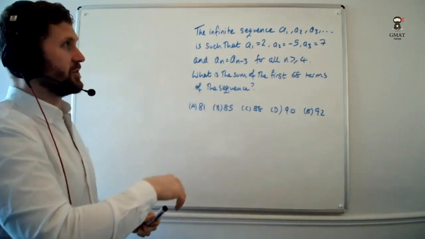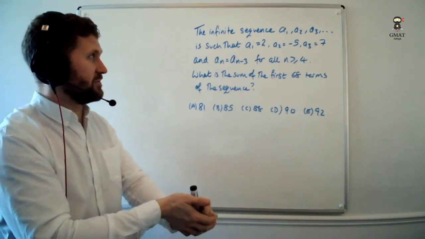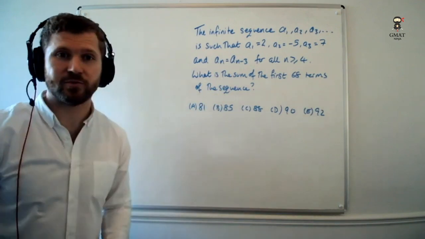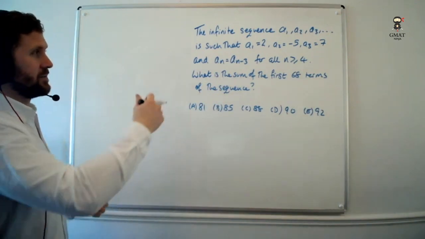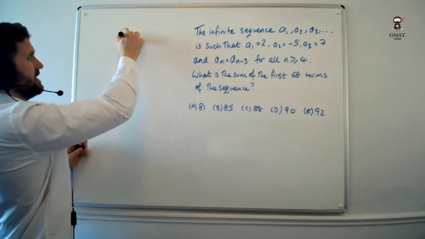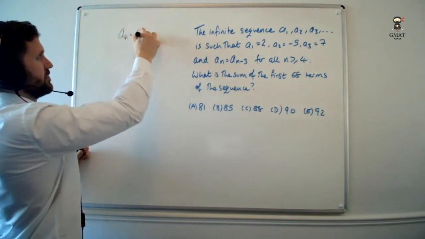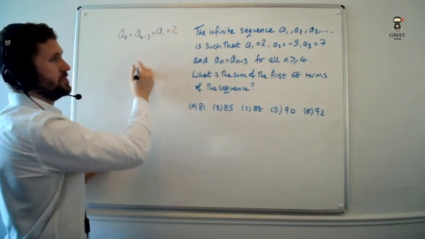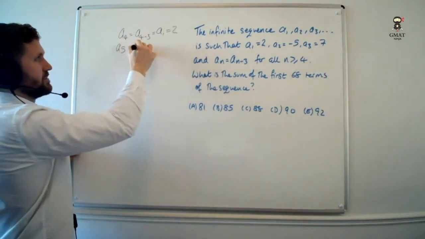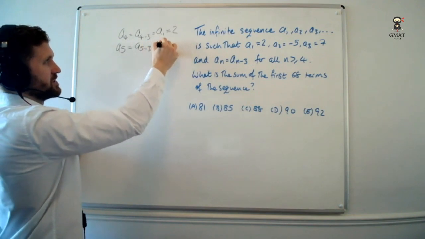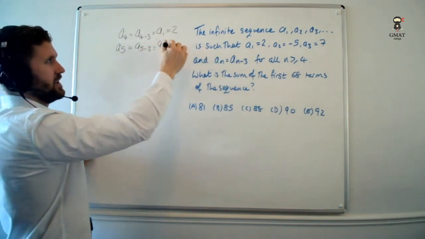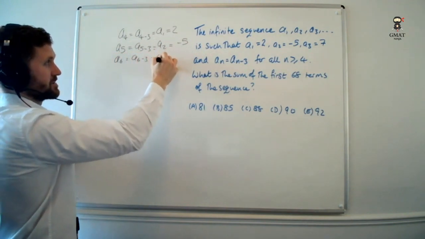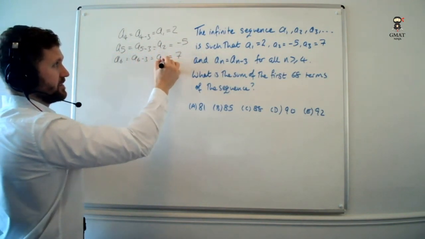And we get given the first three terms, so 2, -5, 7. And then this bit, we're told a_n equals a_(n-3) for all n ≥ 4. So that would tell us, let's put the first number in there. a_4 equals a_(4-3), so that equals a_1, and we're told a_1 was 2. a_5 is equal to a_(5-3). Well, 5 minus 3 is 2, so it's a_2, so that's -5. a_6 is a_(6-3), that's a_3, that's 7.